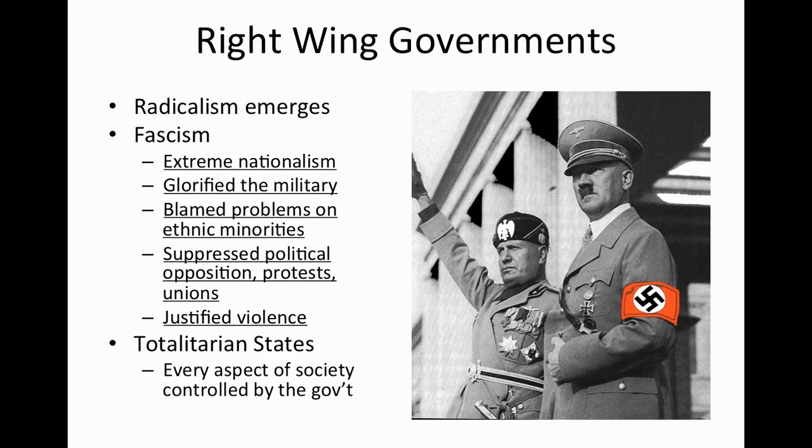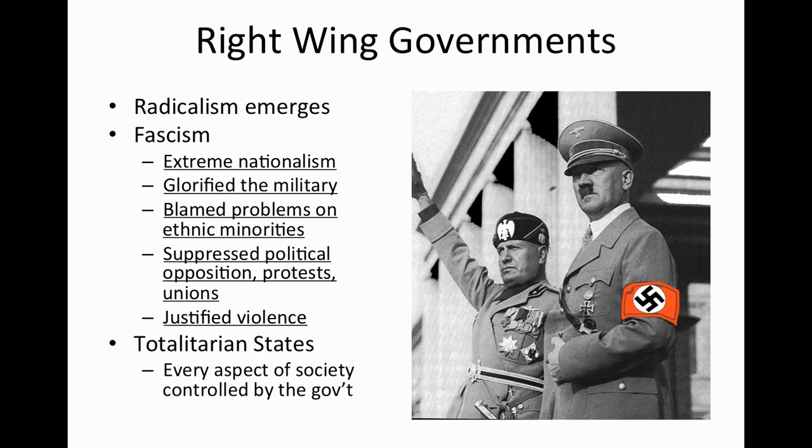He had secret police that would spy on those who went against him. So again, that's the dark side of fascism. And in many cases, the government justified violence against those minorities or against those people who went against the nation, right? So again, key words are extreme nationalism, glorification of the military, the blaming of problems, and the suppressing of political opposition.